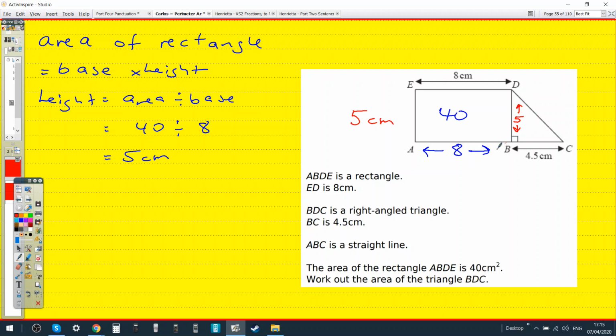So now all you need to do is 4.5 times by 5. And this is calculator. Okay. So it would be 22.5, but you have to half it, which will be 11.25. Well done. And so that is 11.25. What unit? Centimeters squared. That's it. Centimeters squared.